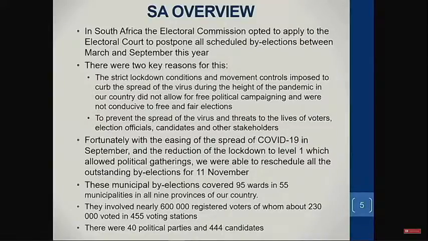The municipal by-elections that we were to cover were about 95 wards and 55 municipalities. And we have 9 provinces, and almost all the provinces of our country were included in the election. So it became a mini local government election. This involved nearly 600,000 registered voters, of whom about 230,000 voted physically in the polling stations.